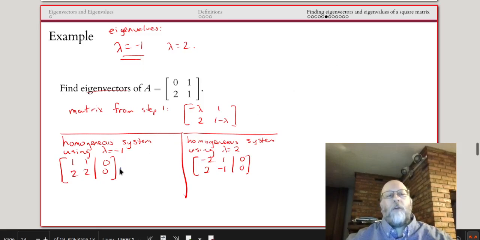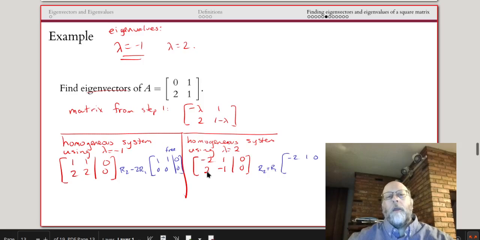This one is easy to row reduce. We're going to just take row 2 minus 2 times row 1, and we're left with 1, 1, 0, 0, 0, 0, and the second variable is free. In the second example, we're just going to take row 2 plus row 1, 2 and -2 is 0, -1 and 1 is 0. And again, the second variable is free.